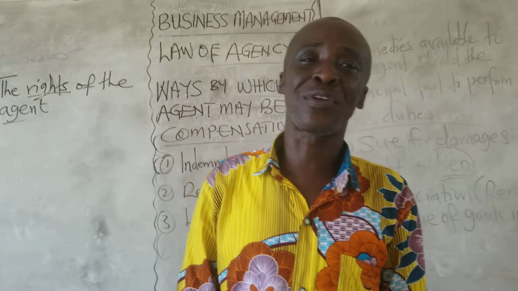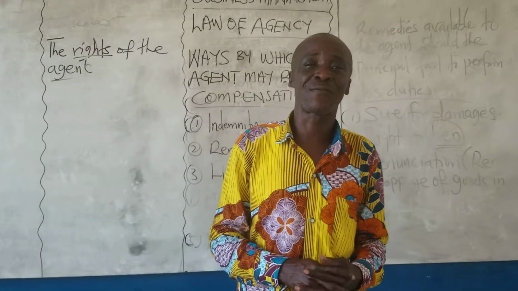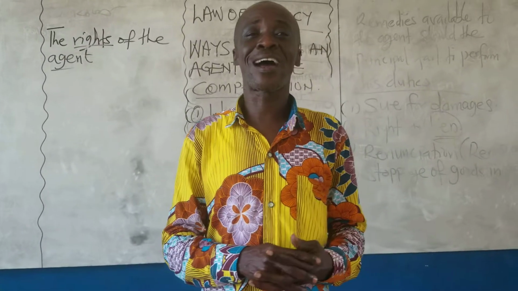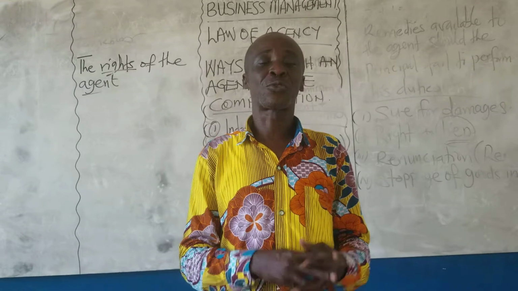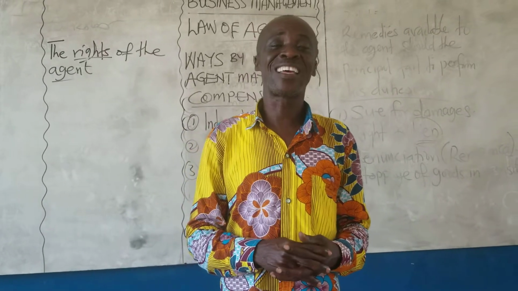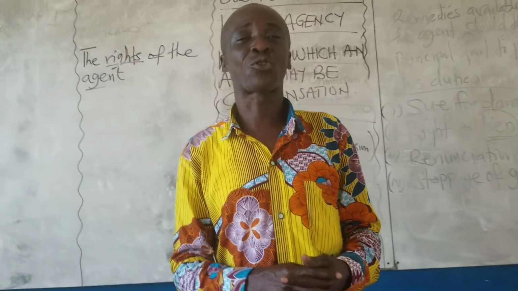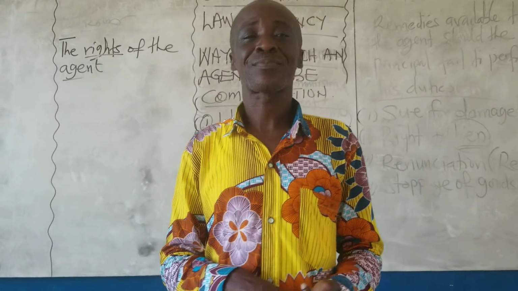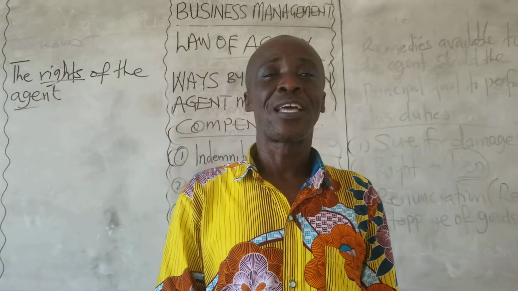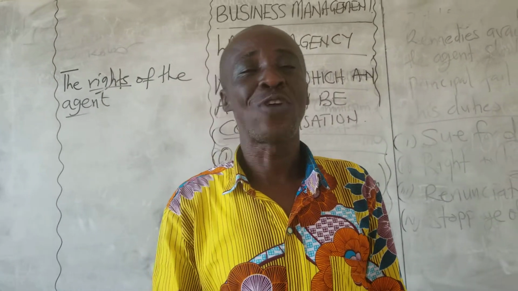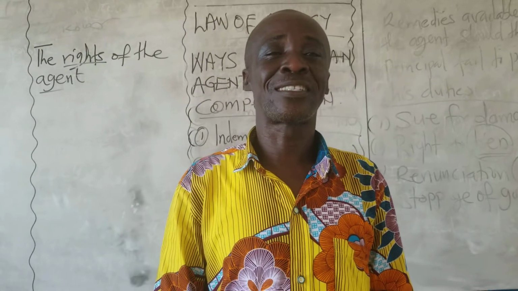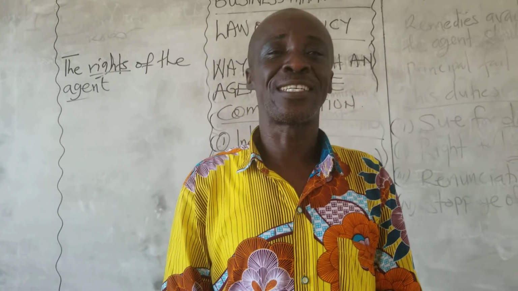Ladies and gentlemen, this brings us to the end of our lesson 4. Whilst you are at home enjoying your vacation, we are taking advantage of social media to continue with our classroom work. In our lesson 4, we have talked about who a principal is. We have also talked about types of principal, the duties of the principal, and the remedies of an agent. Then we ended it with ways by which an agent will be compensated.